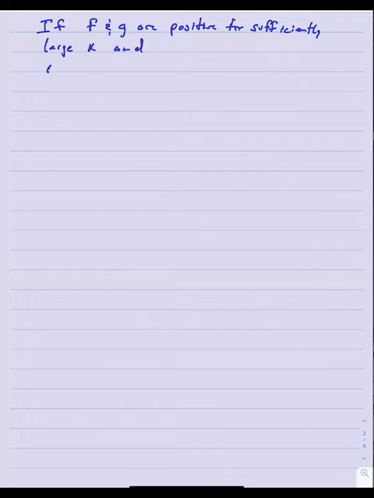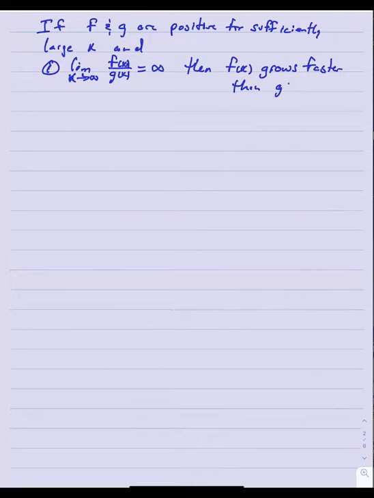So let me write that on the next page. So if f and g are positive for sufficiently large x, and the limit as x goes to infinity of f of x over g of x is infinite, then my conclusion is f of x is a faster growing function than g of x.